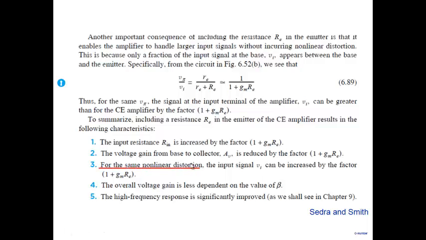This is wrong. In fact, the stage that we are putting in with an RE there not only extends the value by 1 plus gmRE, we also saw what else it does. It makes the whole amplifier linear by putting in negative feedback. So it reduces distortion also. So this is not true.